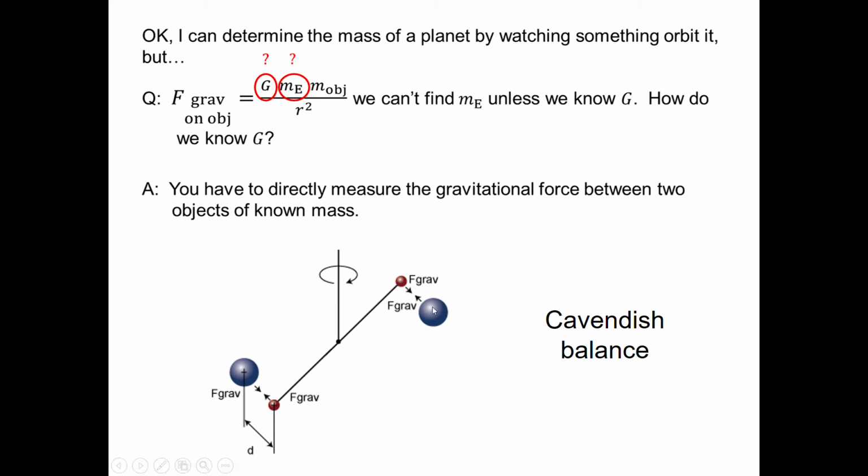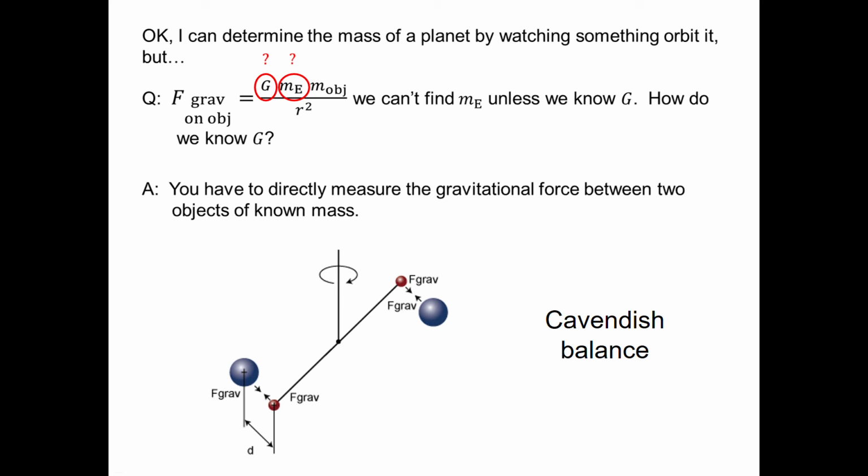You set these masses there, and you'll find out that this thing oscillates extremely slowly. So it gets closer to it, and then it gets farther away, and then it gets closer, and you have to wait hours for it to settle down. But eventually it will settle down so that this one is closer to this one, and this one is closer to this one. And by measuring that distance that it's moved and knowing some properties of the string, you can actually measure that very, very tiny force. That's called a Cavendish balance.